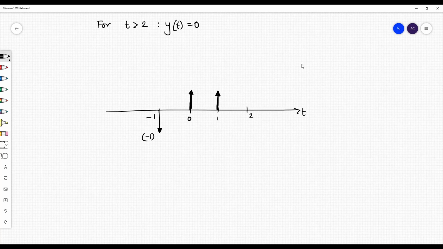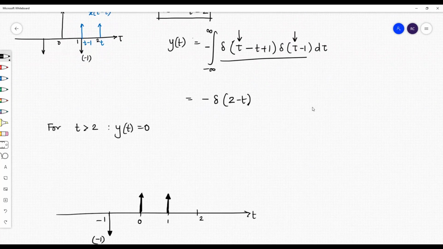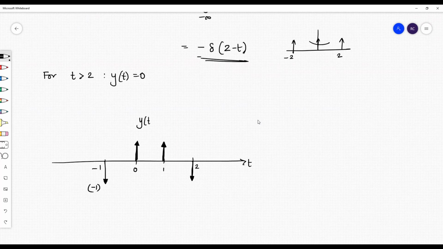What about t equal to 2? At t equal to 2, you've got an impulse having strength minus 1. And how does this really look like? So you had an impulse here, then you shifted it by 2 units to the left, and then you reflected it, right? So this is what y(t) is.